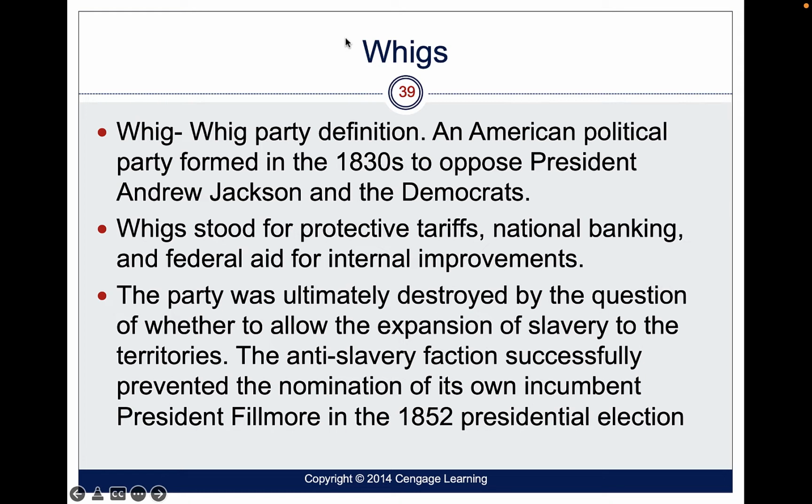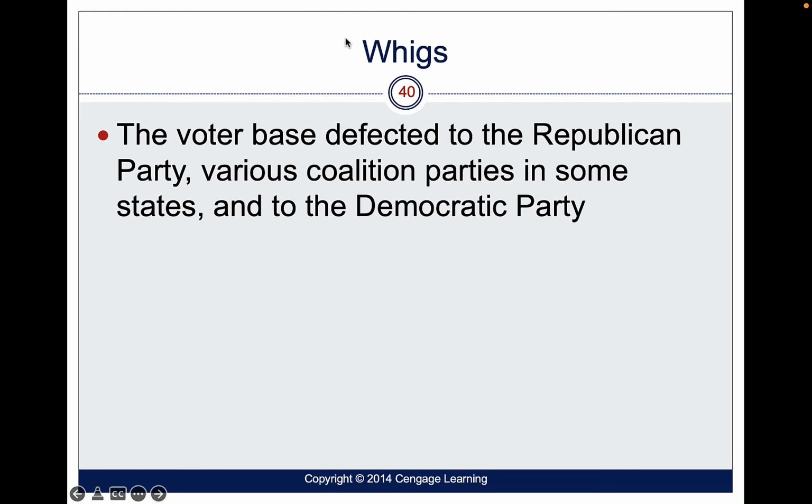They stood for high protective tariffs, national banking, and federal aid for internal improvements with regards to infrastructure and stuff like that. The party was eventually destroyed over whether to allow expansion of slavery to the territories in the western part of the United States. The anti-slavery faction successfully prevented the nomination of its own incumbent, President Millard Fillmore, in the presidential election of 1852.